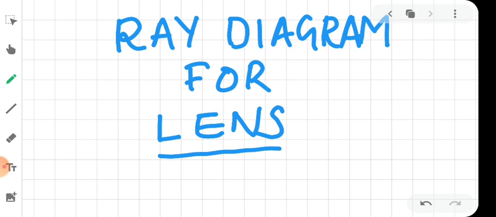First of all I will be discussing the first principles of ray diagrams for lens, and then I will be discussing the nature of images and type of ray diagrams in each case for either of the lenses.